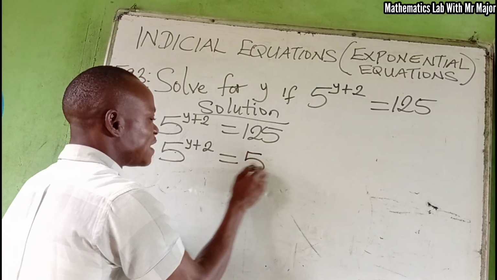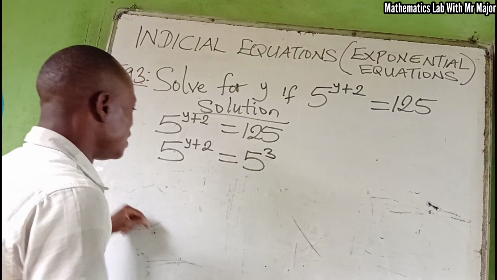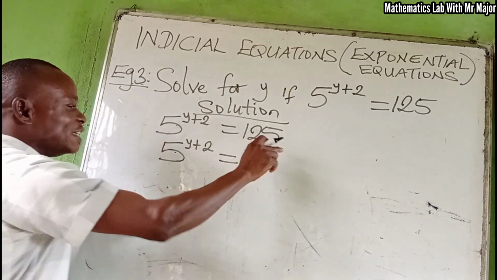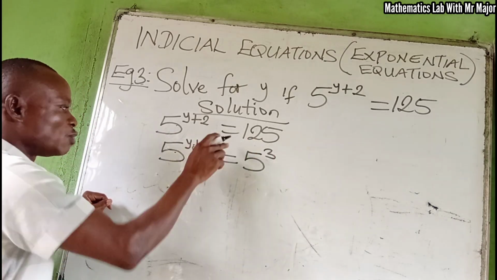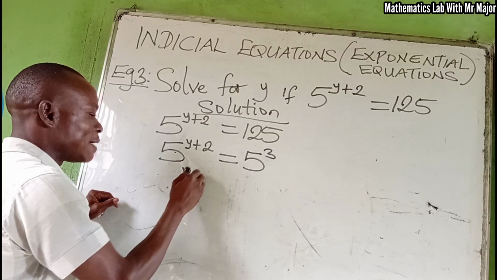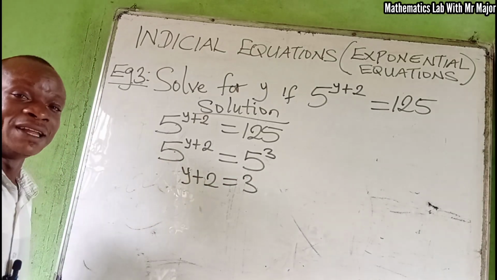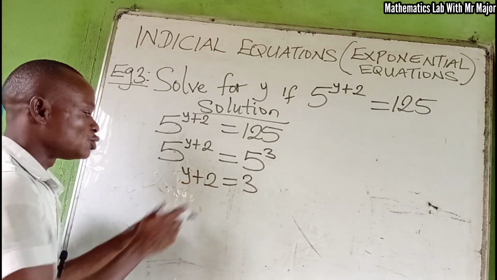So we have here 5 raised to the power 3. Again, you will notice that the bases are now the same. So we can equate the powers. If we equate the powers, we will have y plus 2 equal to 3. This has turned to a normal linear equation. We know what to do here.